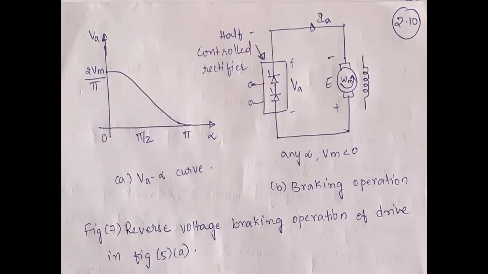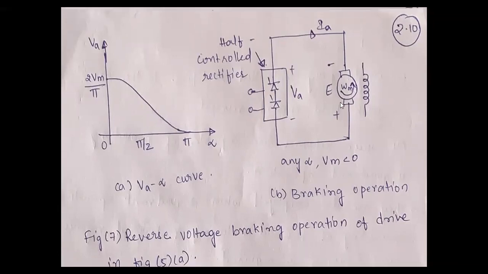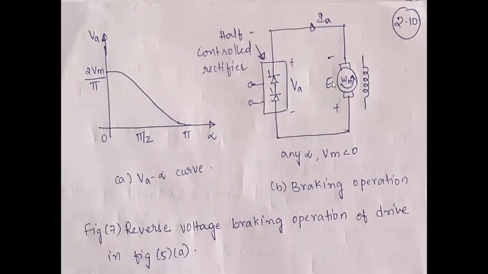Okay, so as the rectifier voltage is not reversed, only the motor voltage is reversed. As the rectifier voltage cannot be reversed, generator energy cannot be transferred to the AC source, but it is absorbed in the armature circuit resistance. Instead of transferring the generated energy to the AC source, it is absorbed in the armature circuit resistance.